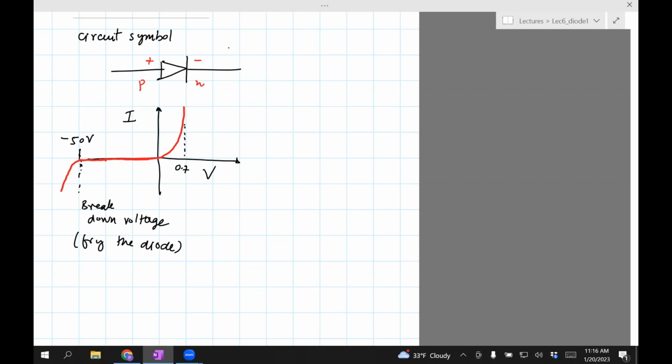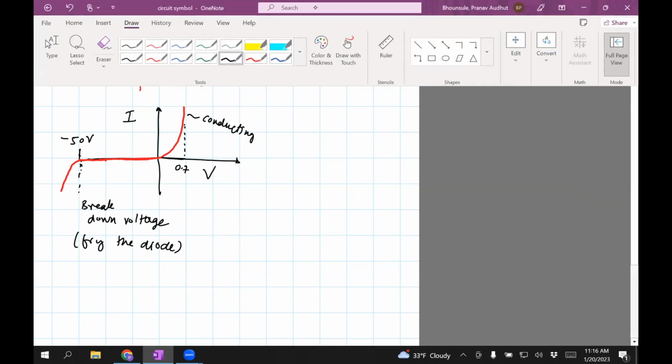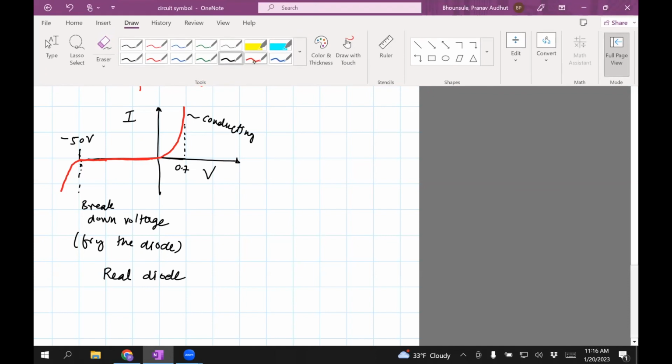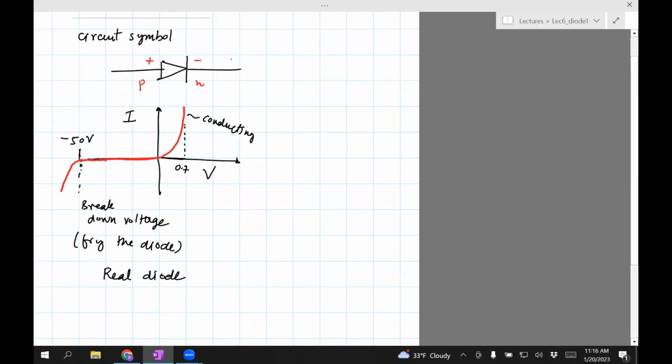However, if you increase the voltage to a positive value, at some point it starts conducting all the electricity. But you need to overcome this 0.7 volt gap, which is the potential gap which occurs when you connect the P to the N. Now, this is what you'll get for a real diode.